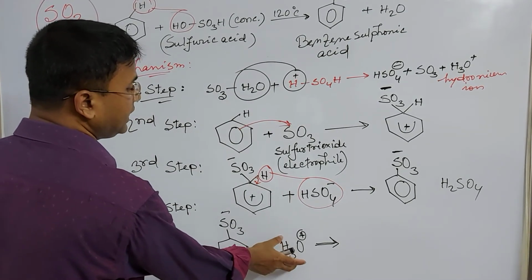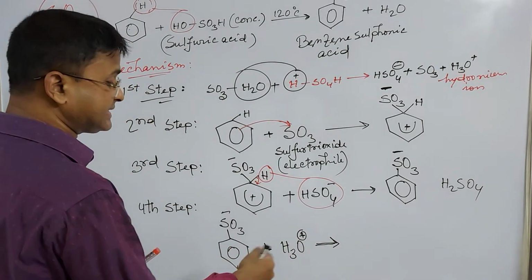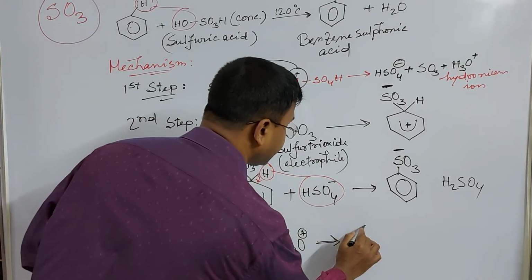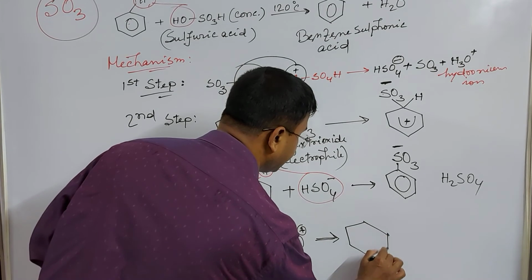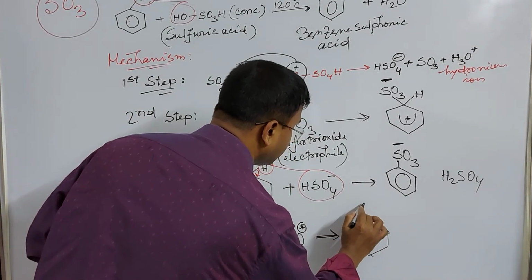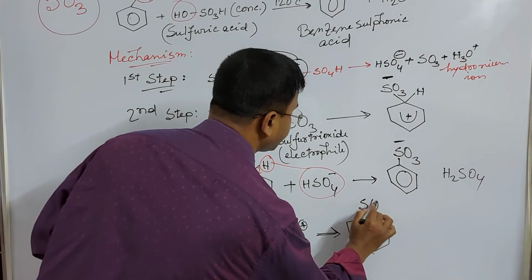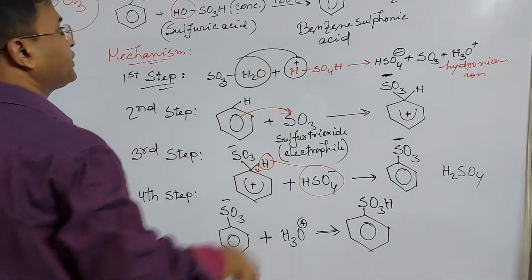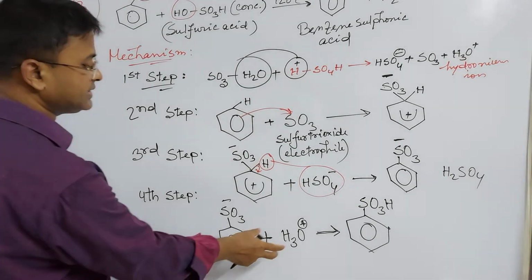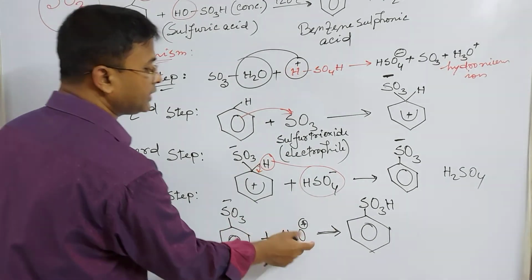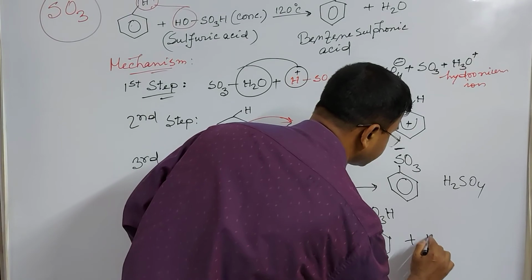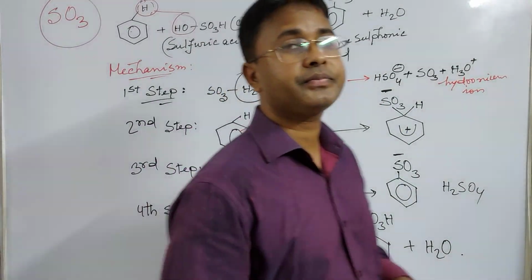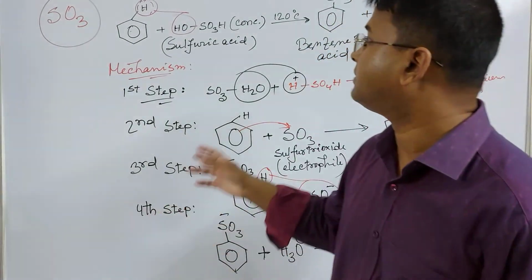You know that hydronium ion contains an excess proton. This proton goes to the negative ion and combines with the negative ion to produce SO3H. This is benzene sulfonic acid. Already I have written the reaction. After releasing the proton, hydronium ion converts to H2O. My dear students, that's all about the mechanism of this reaction.